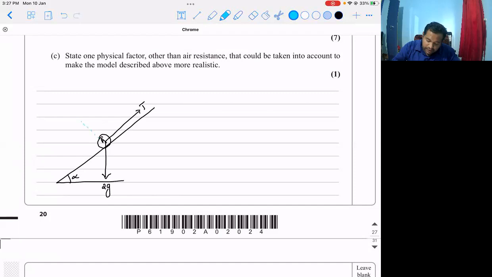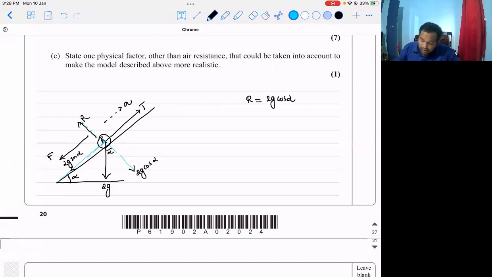Now what I'm trying to do is resolve this weight. If this is alpha, this angle has to be alpha. Therefore, if you are resolving, this component is 2g cos alpha and this component is 2g sin alpha. Not only 2g sin alpha, also a friction is acting opposite to the tension because the particle is moving upwards, right? The acceleration is upwards. And the normal reaction is acting in this fashion.